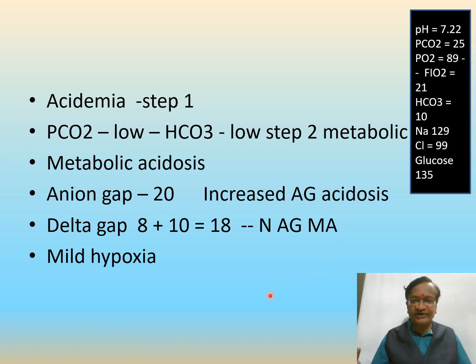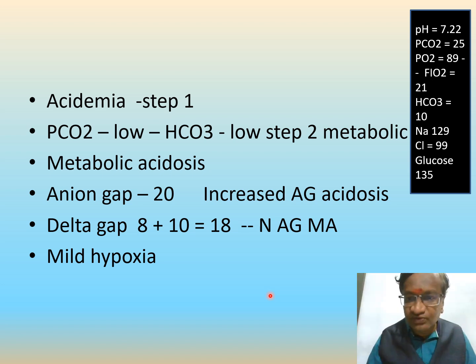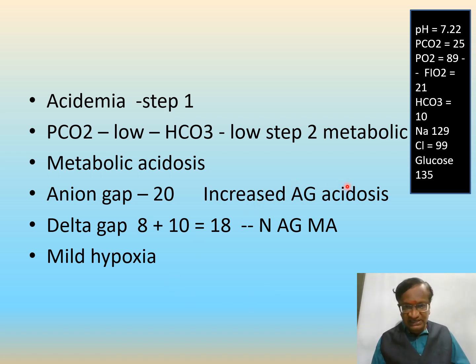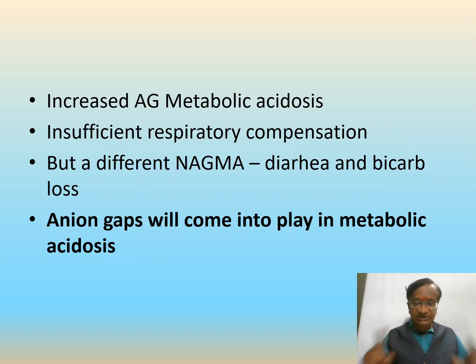If you have forgotten to find out the delta gap, then we are in for a soup. We are not finding out there is an extra NAGMA in this case. Hypoxia, increased AG acidosis, normal respiratory compensation with an extra non-anion gap metabolic acidosis. This is what we should think in this case. I think it is circuitous in the head. Go on doing this exercise. Yes, you will remember lifelong. Increased anion gap metabolic acidosis, insufficient respiratory compensation, a different NAGMA. Anion gaps will come into play in metabolic acidosis.